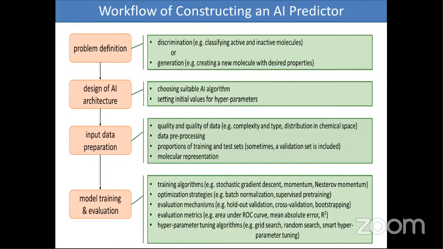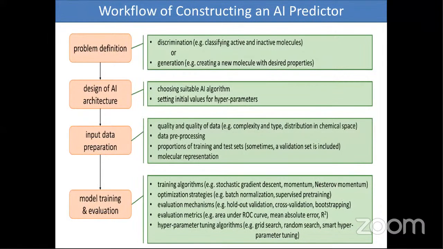Whenever you want to work with artificial intelligence in computer aided design, you first need to define the problem. We need to first think over that: we need to go for discrimination or generation. It means we want to identify an active or inactive molecule from the bulk data, or we need to generate a new molecule. According to that problem definition, the AI architecture, or the algorithm, will be developed.